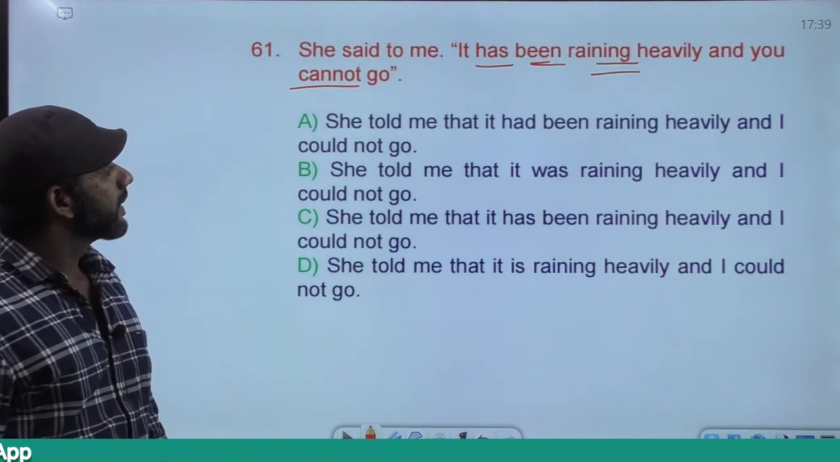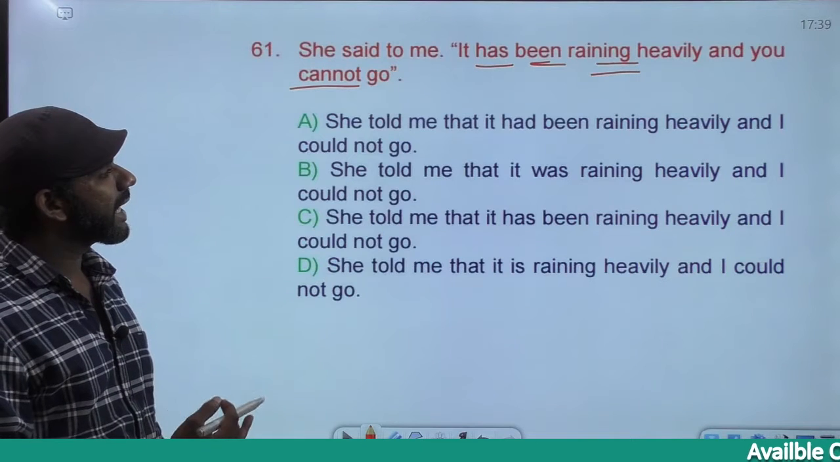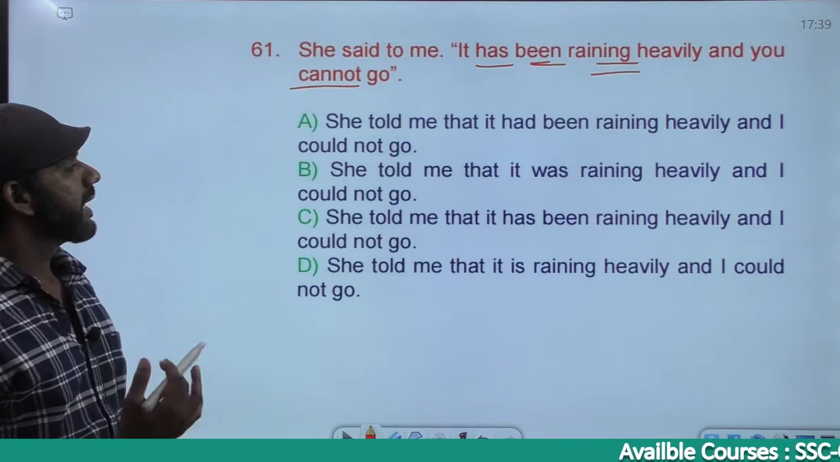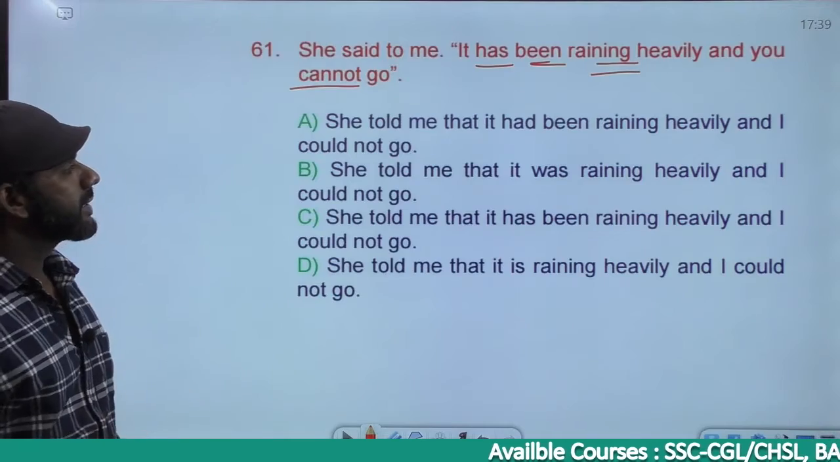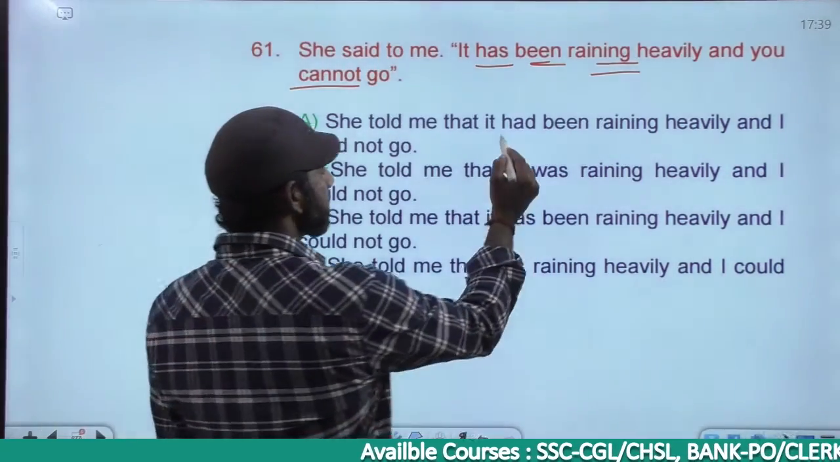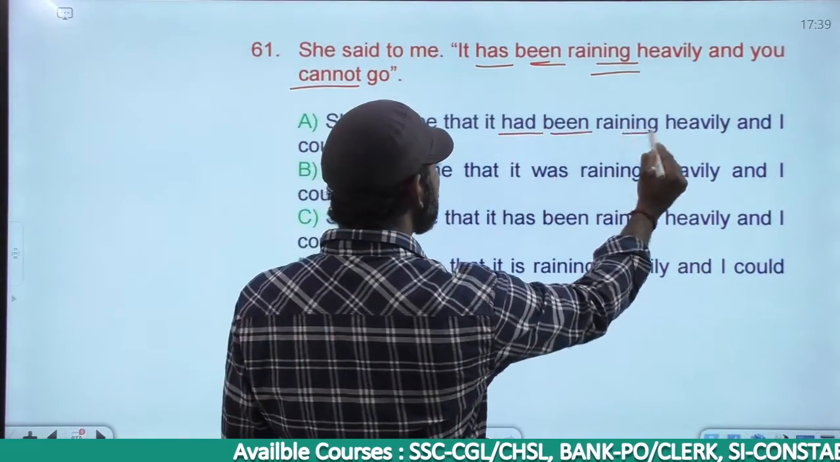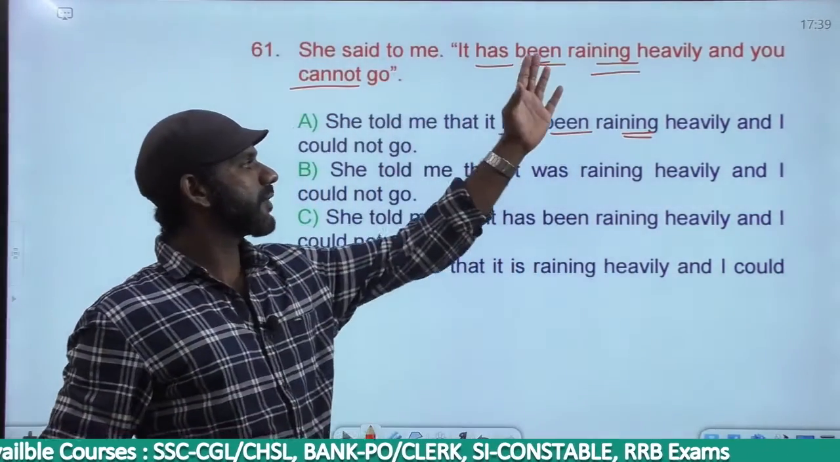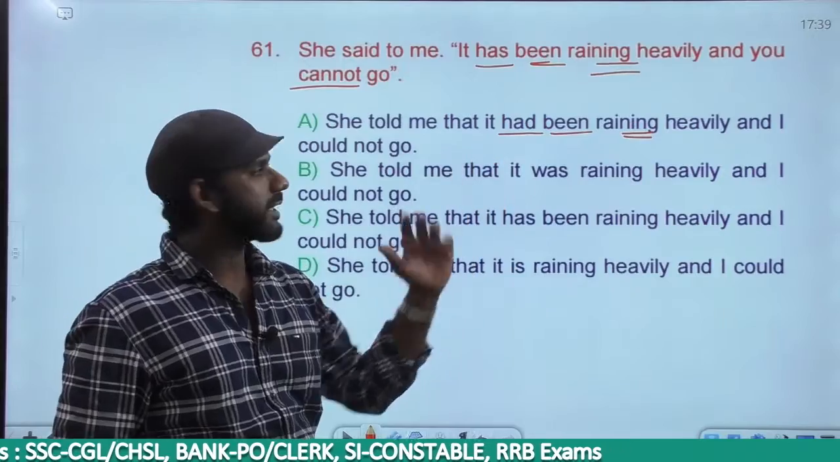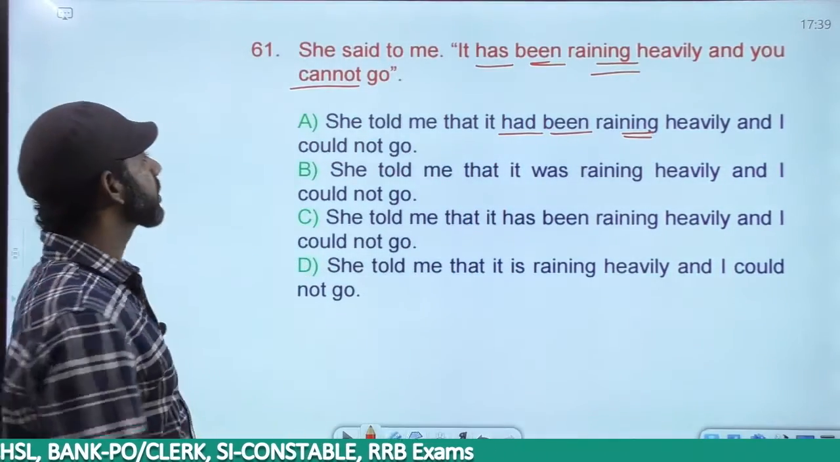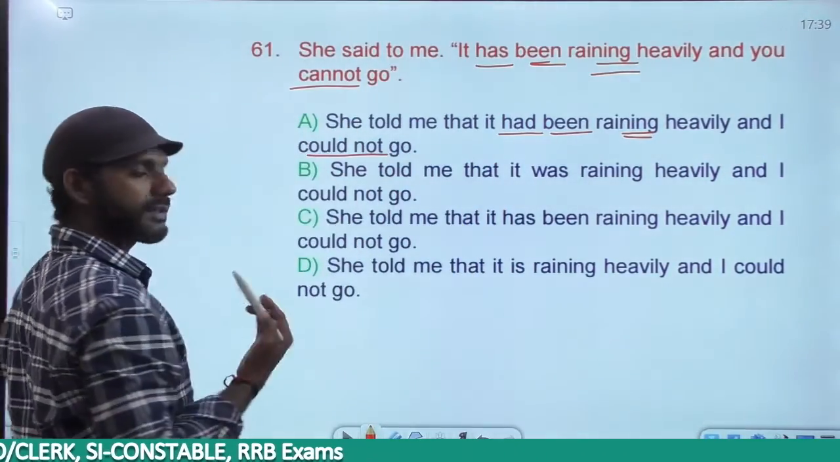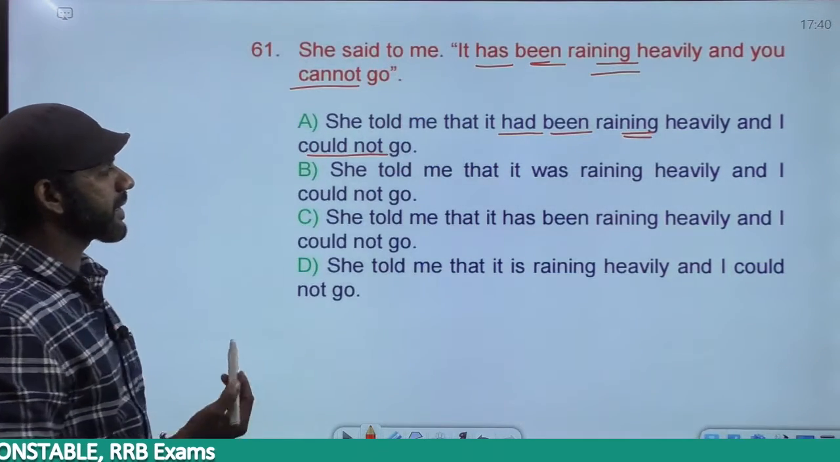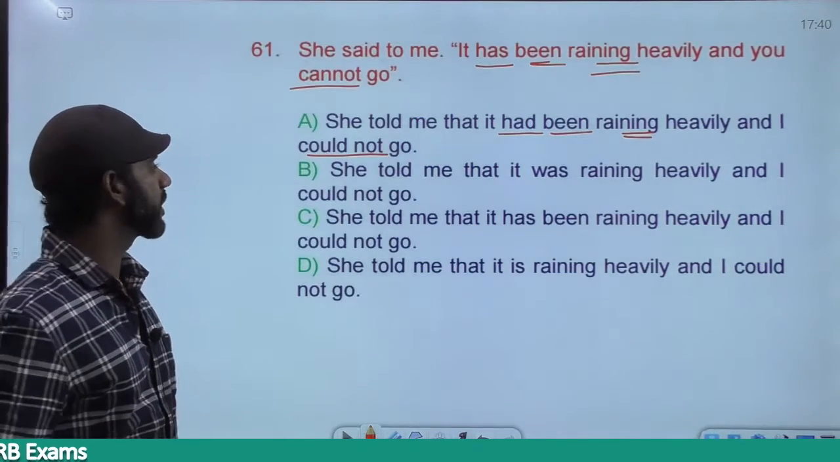Come to option A. She told me that it had been raining heavily and I could not go. It had been raining heavily is had plus been plus V1 plus ing, past perfect continuous. So present perfect continuous became past perfect continuous, completely fine. And I could not go, cannot became could not, that is also fine. Option A must be considered. Leave it. Come to B.